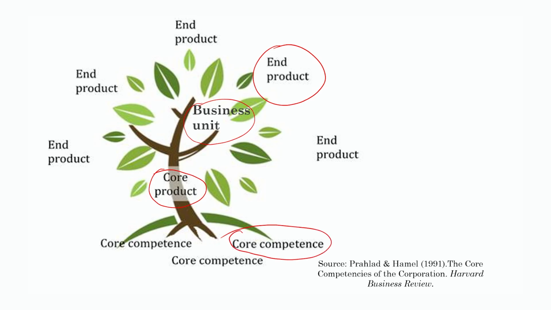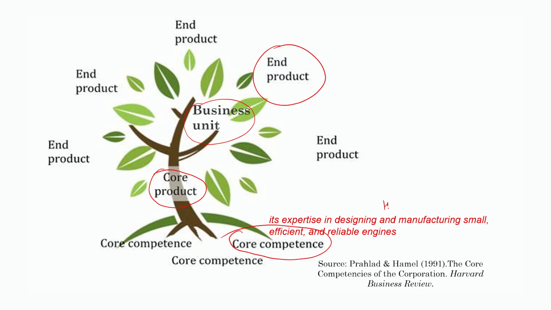Just as the strength of a tree cannot be judged by looking at its leaves or flowers or fruits, you have to invest in the root system in order to ensure the survival and long-term strength of that tree. Similarly, an organization's strength cannot be determined just by looking at its end products. Management is required to invest in core competency in order to ensure the survival and long-term success of that organization.